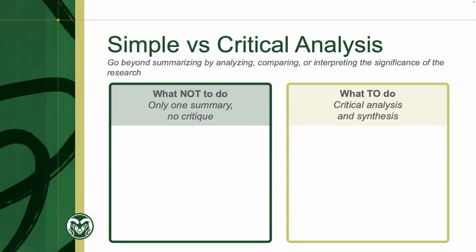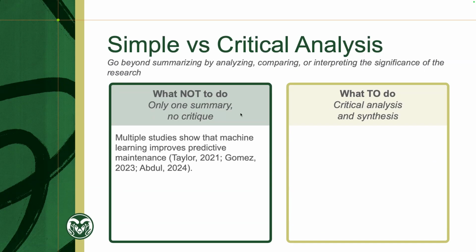The next one here is simple versus critical analysis, right? We want to go beyond summarizing by analyzing, comparing, or interpreting the significance of the research. So what not to do is only give one summary with no critique. The example here would be: multiple studies show that machine learning improves predictive maintenance. Taylor, Gomez, and Abdul all said that, right? But how did they say that, in what context, and can you provide some more insight other than just machine learning improves predictive maintenance? And so we want to provide that critical analysis.